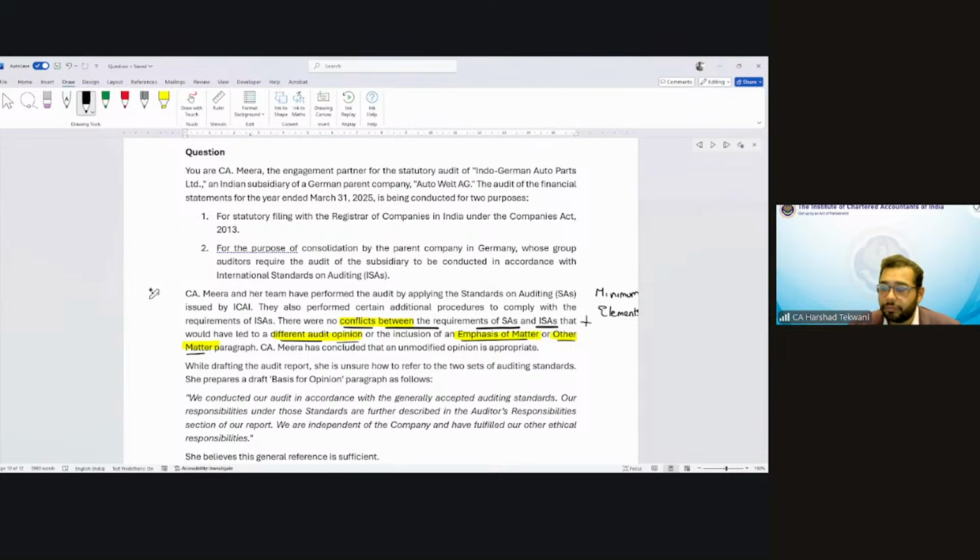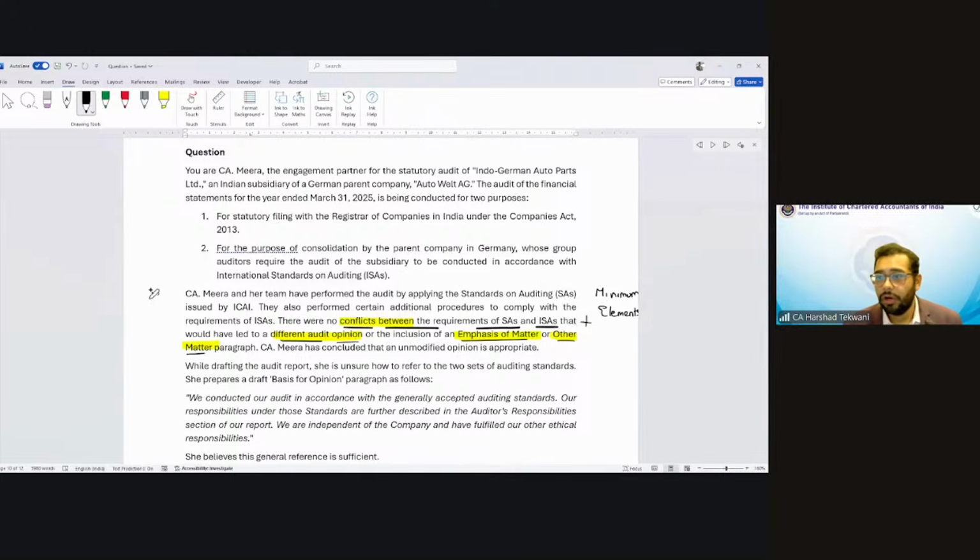Clear? So one question. We are conducting the audit for which the group auditors require the audit of the subsidiary to be conducted in accordance with international standards on auditing. Supposing the requirements you have specified are not present and there is a conflict, but we are conducting the audit as per those standards. Then how will we reconcile, sir?